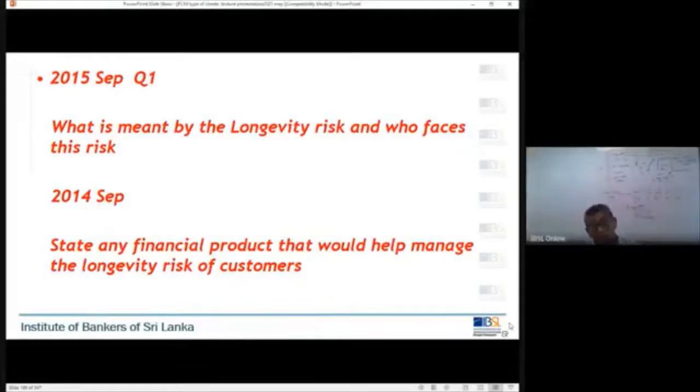Okay. So now with this concept, you may come up with a specific type of risk. Now, we call it longevity risk. What is human life expectancy? What is the average life expectancy? We are assuming how many years the average person lives in Sri Lanka. 75. That is the people's life expectancy. Okay, clear?